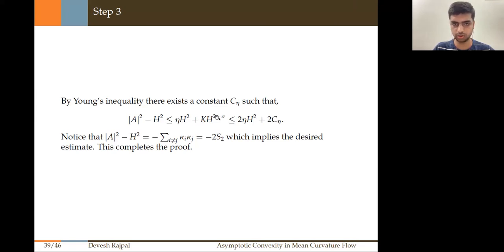So H^(2−σ) is less than or equal to 2 here, provided we supply a constant. This was equal to −2S2. And so −2S2 is less than or equal to twice η times H² plus some constant. So we flip the inequality by multiplying by −1 on both sides, and we get the S2 estimate.